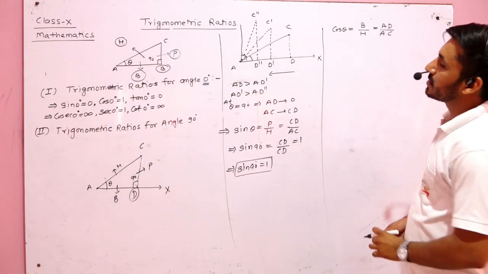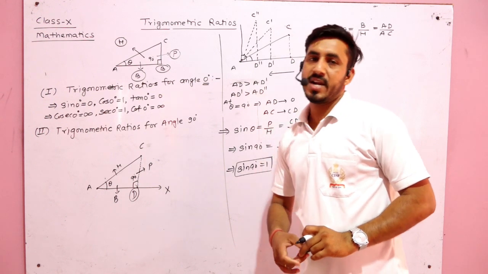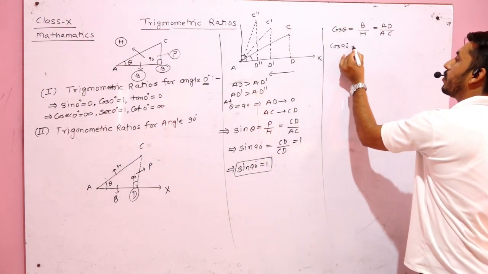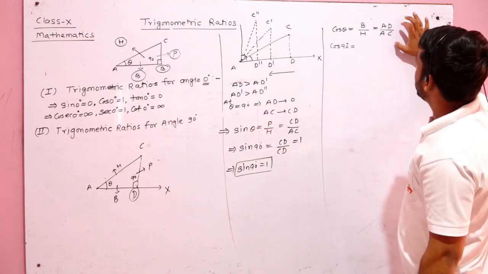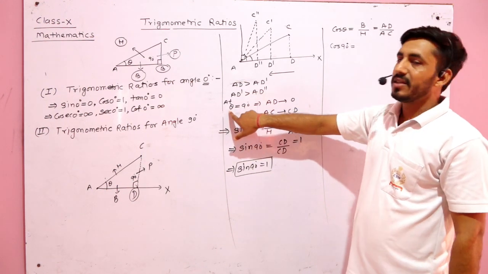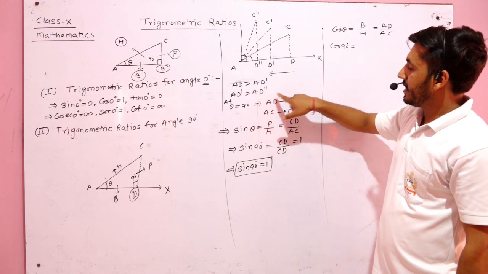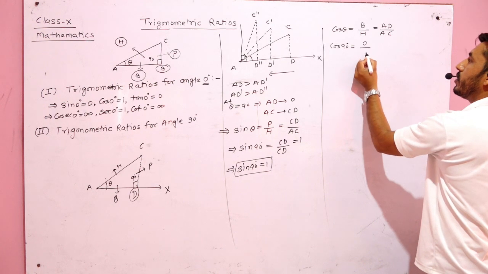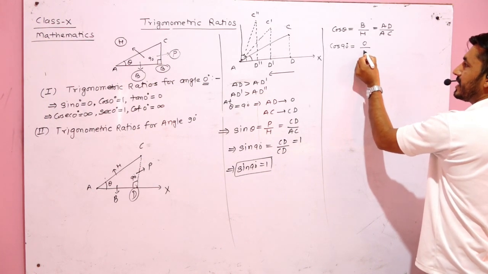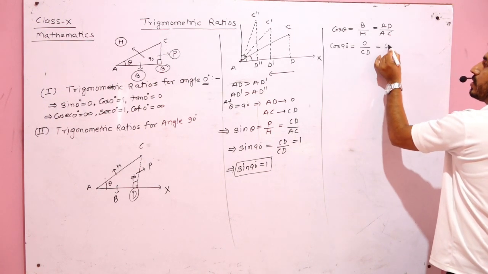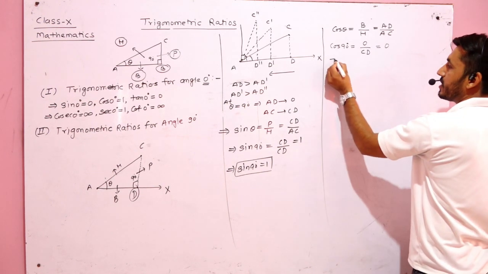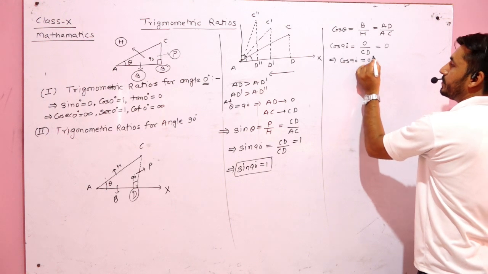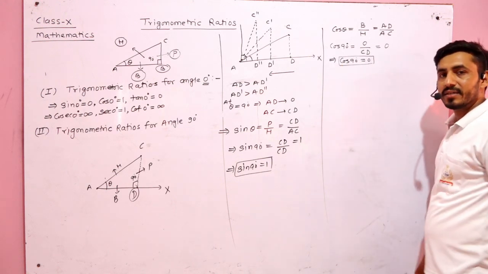If I am making the value of theta equal to 90 degree, then cos 90 will be, first see, if I am taking theta equal to 90 degree, then AD is moving towards 0. It means the value of AD is equal to 0 upon AC. And what is AC? It is CD. Then the obtained value will be 0. In this condition, cos 90 degree is 0. This is the second condition.